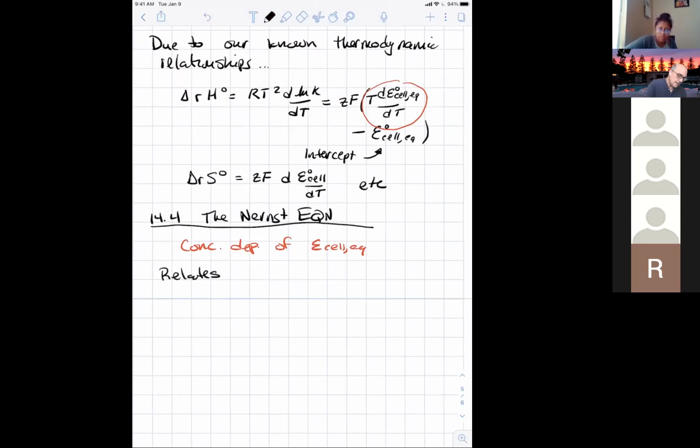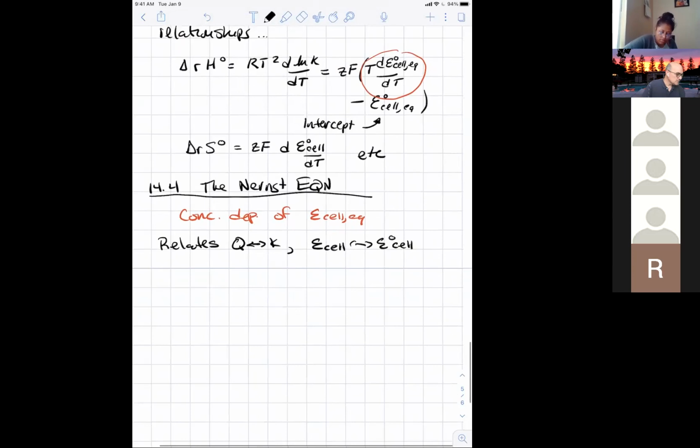In order to do that, we relate Q and K and E cell to the standard E cell, right? So this is what we're going to do. It's not super difficult, especially since you've seen it before. We can say this.